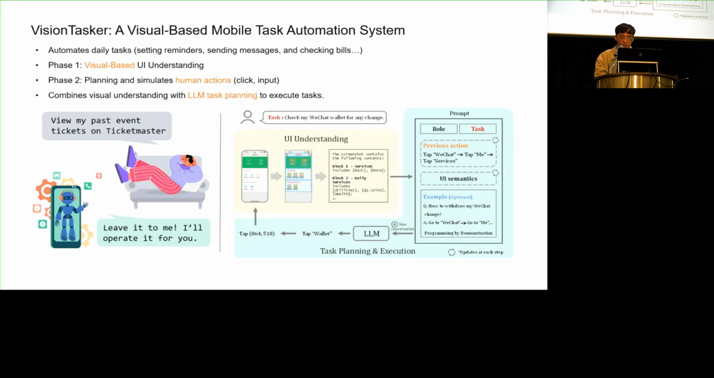The core of VisionTasker lies in two key technologies: visual understanding and task planning. First, it uses advanced computer vision techniques to see your phone screen and understand elements like buttons and text. Then, it uses large language models to determine how to do tasks based on what it observes.